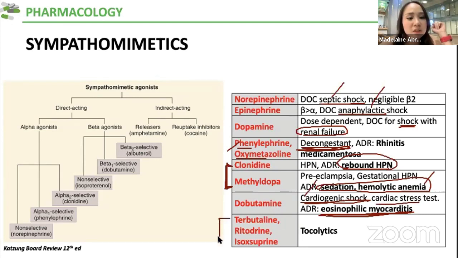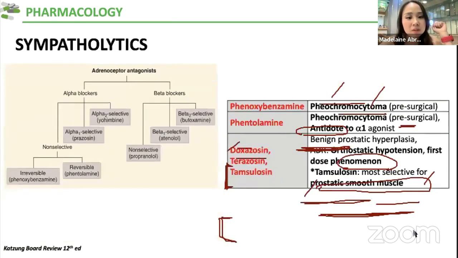Then lastly, ito, ano to mga to guys? These are, kung nabasa nyo, beta-2 agonists. So, these act as tocolytics or prevent premature labor.